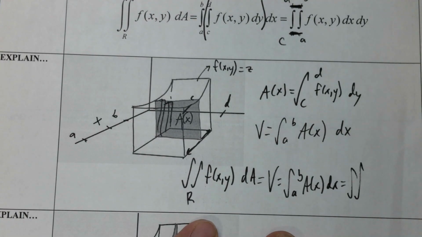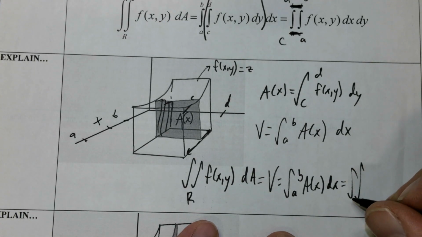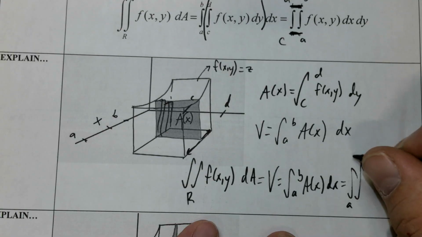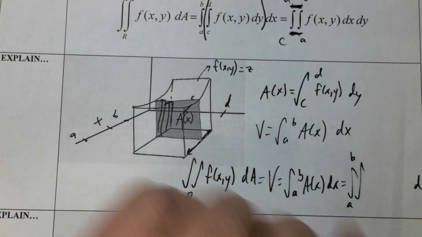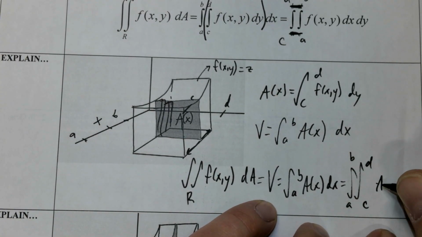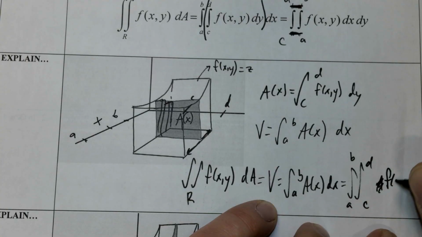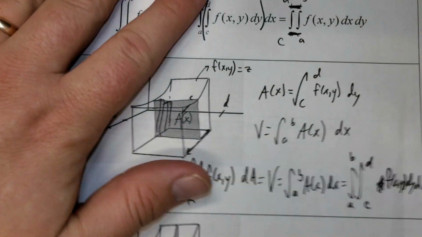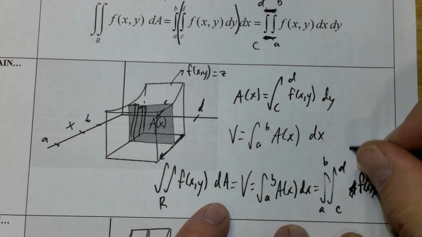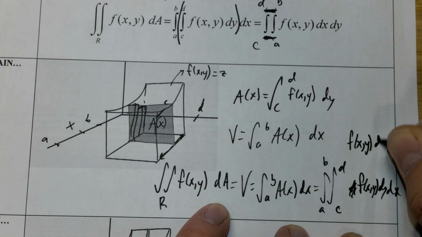Or we could view this as our double integral. My outer integral is going to go from a to b, dx. My inner is going to be this guy, c to d, f of x, y, dy. That mistake cost me a little bit of space. Again, the inside here, I kind of ran out of space writing.